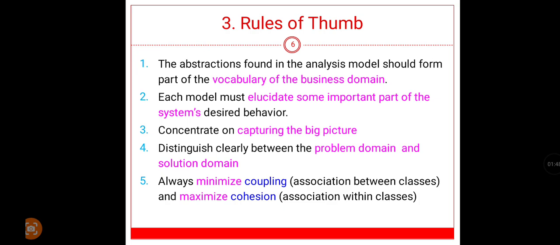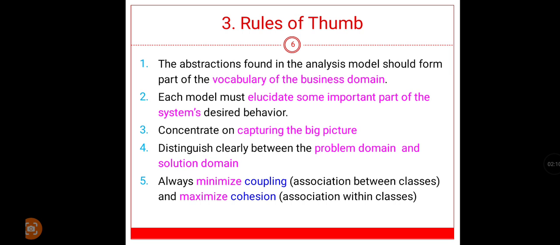So to create a good analysis model, developers follow some important guidelines called rules of thumb. The first rule is to use the vocabulary of the business domain. The class names and terms used in the model should be familiar to the users and customers. The second rule is that every model should explain an important part of the system behavior. Every diagram should have a clear purpose.